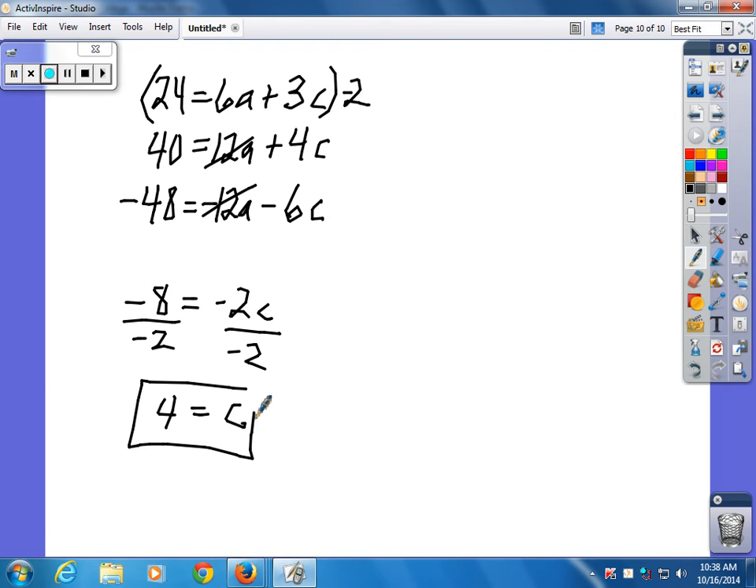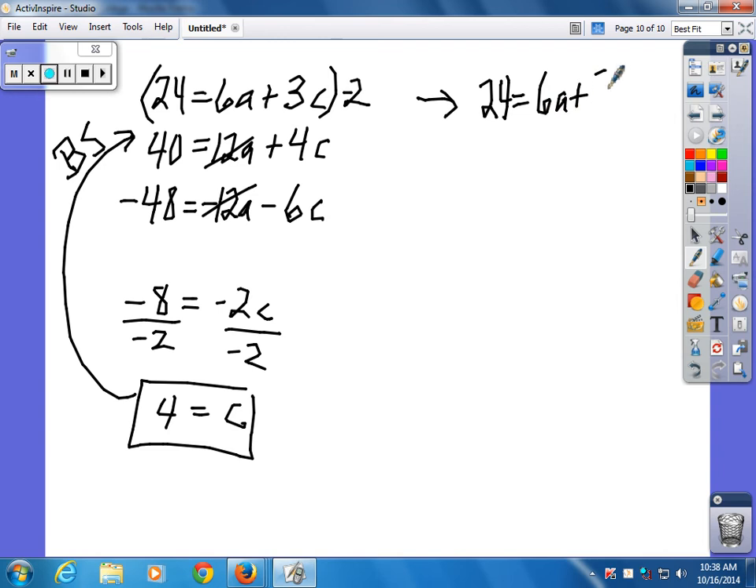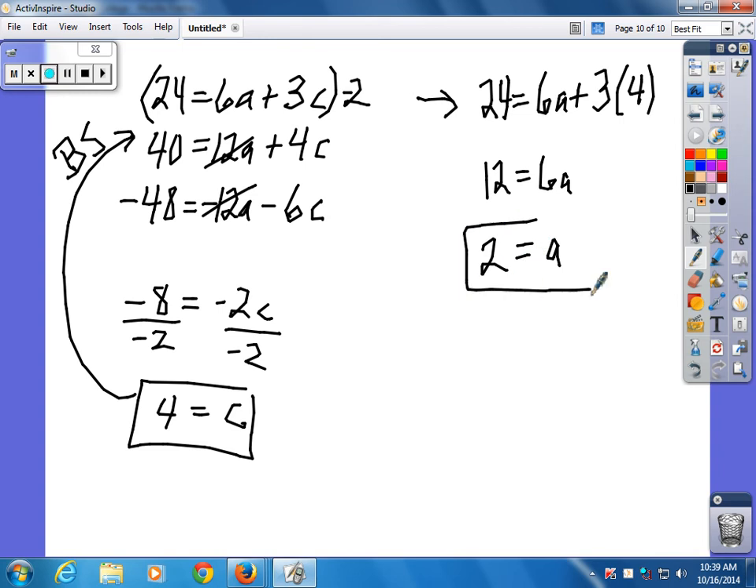And now we take that 4 and do what? Back substitute, and I'm going to plug it into the 24, 6a, and 3c. 24 is equal to 6a plus 3 times 4, and 12 is equal to 6a. a is equal to what? So now you've got a and c.